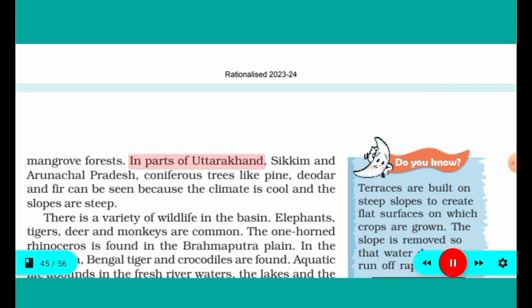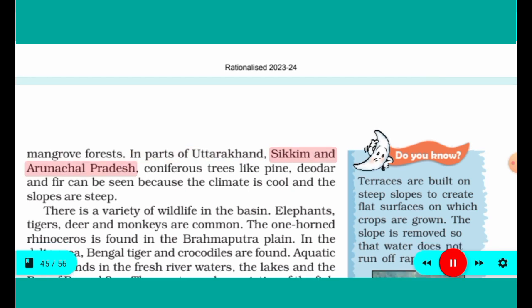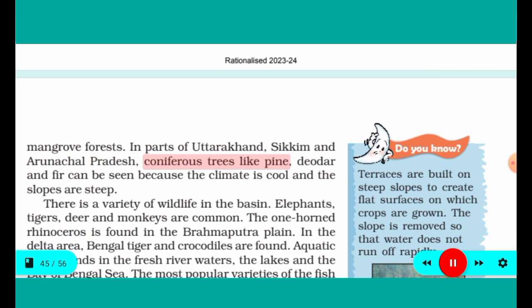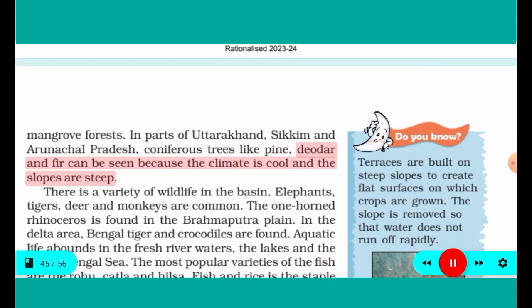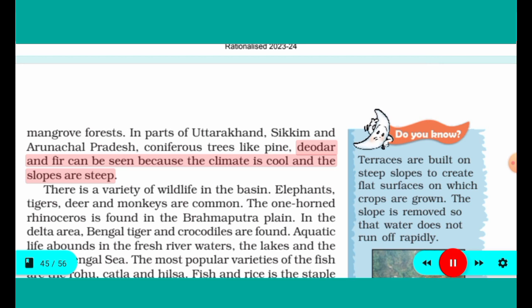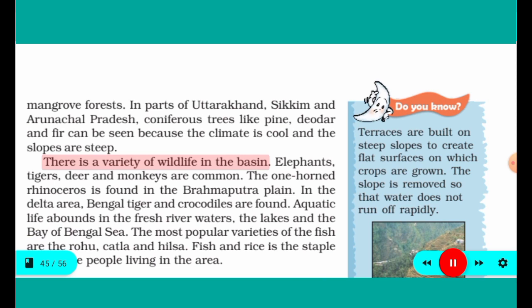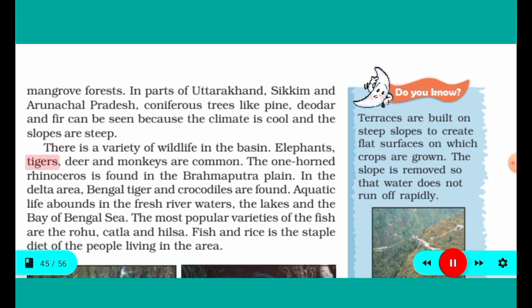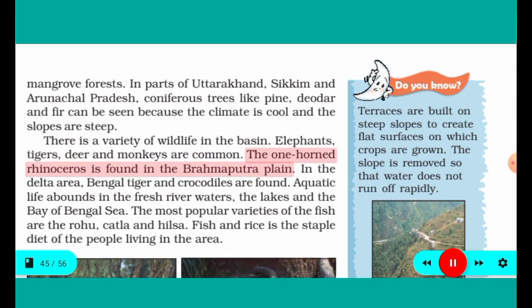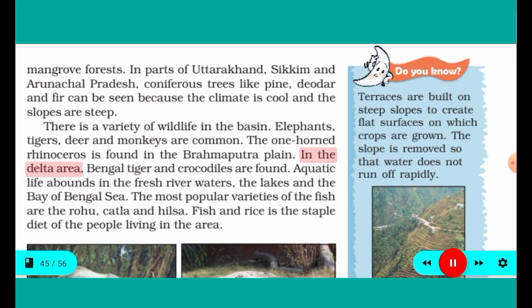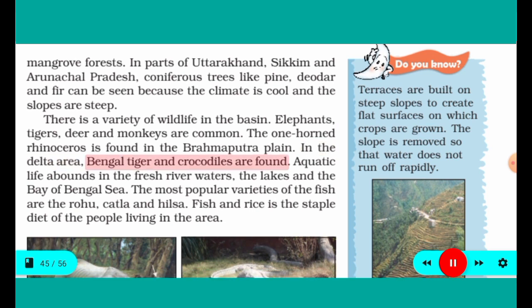In parts of Uttarakhand, Sikkim and Arunachal Pradesh, coniferous trees like pine, deodar and fir can be seen because the climate is cool and the slopes are steep. There is a variety of wildlife in the basin. Elephants, tigers, deer and monkeys are common. The one-horned rhinoceros is found in the Brahmaputra plain. In the delta area, Bengal tiger and crocodiles are found.